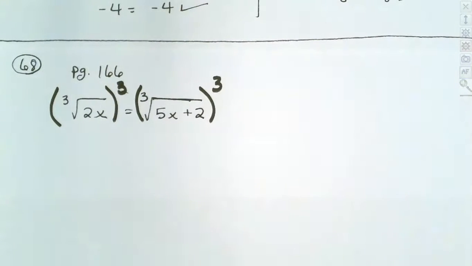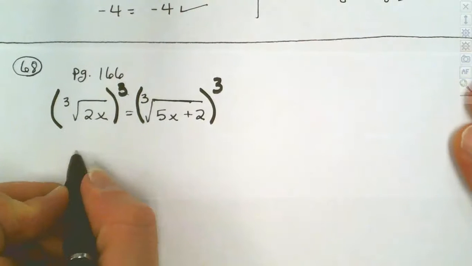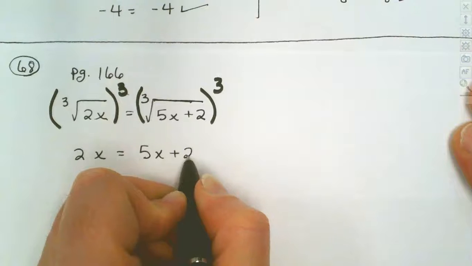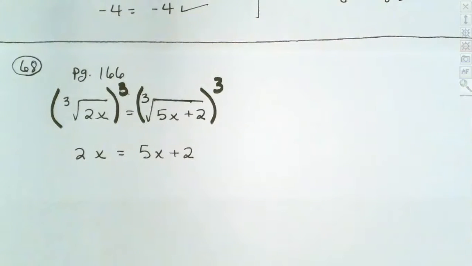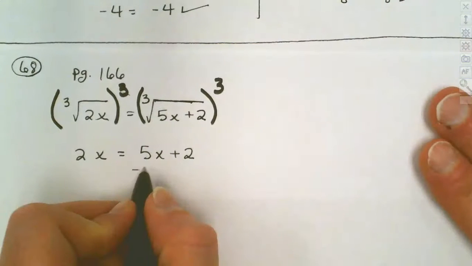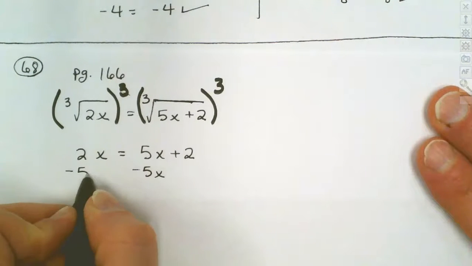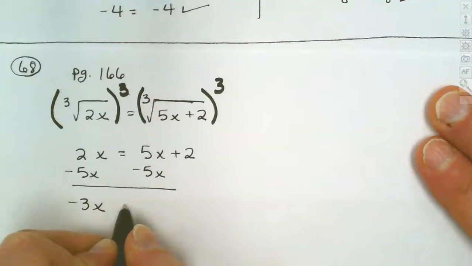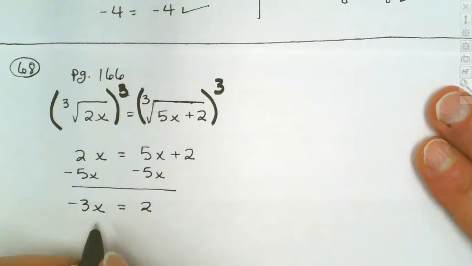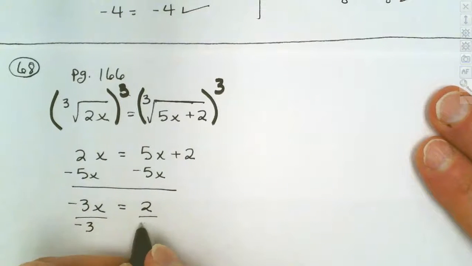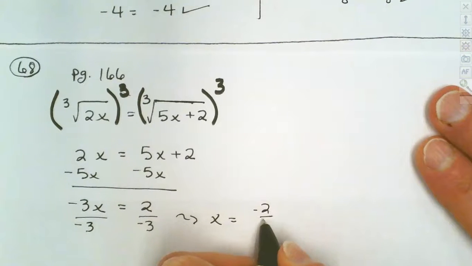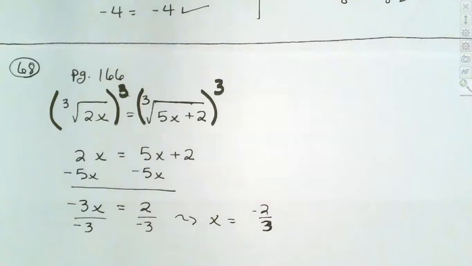So what is then left over? What's left over then is 2x equals 5x plus 2. We don't even have to factor it. We can directly solve this by moving that 5x over. And that leaves you then with minus 3x equals 2. We'll divide by our negative 3. And that leaves me then with x equaling minus 2 thirds.